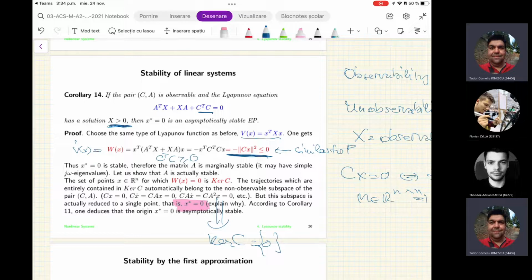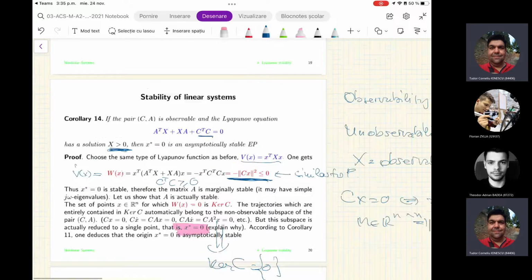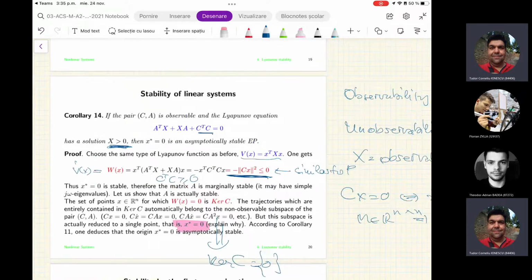So this is the nonlinear way to look at the stability of systems. This is the nonlinear way, and linear systems are a particular case. They very nicely fit the Lyapunov theory. Okay, let's have a break and then we discuss another consequence or another result of the Lyapunov theory, that is the stability using the first approximation. See you in a few minutes.